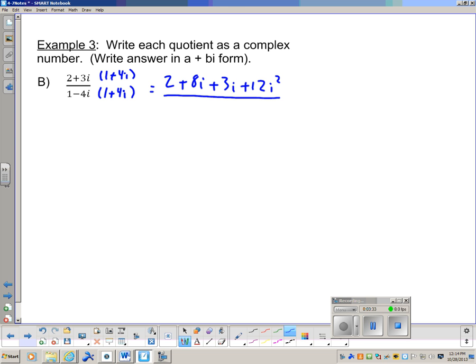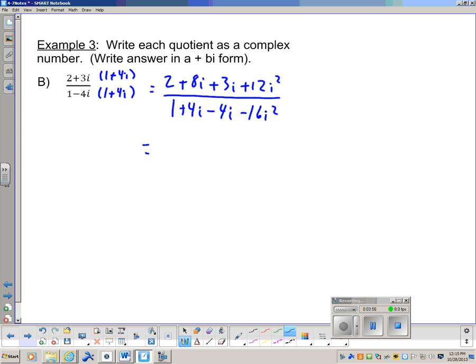All over, you can FOIL out this part here as well. So the denominator, 1 times 1 is 1. 1 times 4i is 4i. Negative 4i times 1 is a minus 4i. And we've got negative 4i times a plus 4i here is a negative 16i squared.